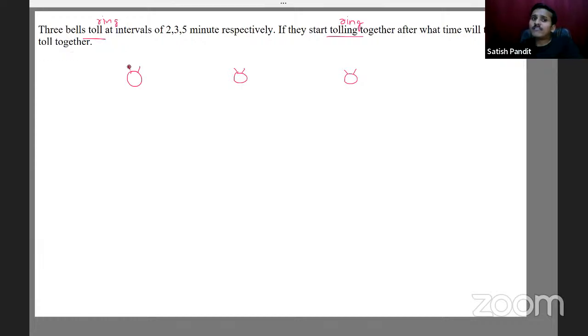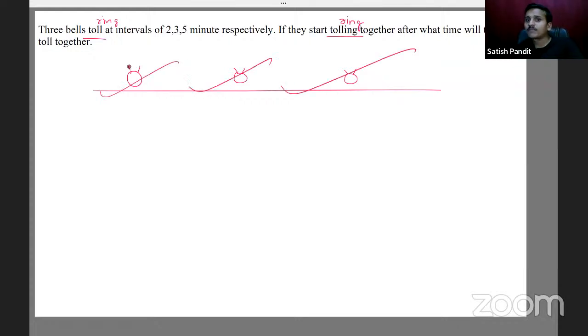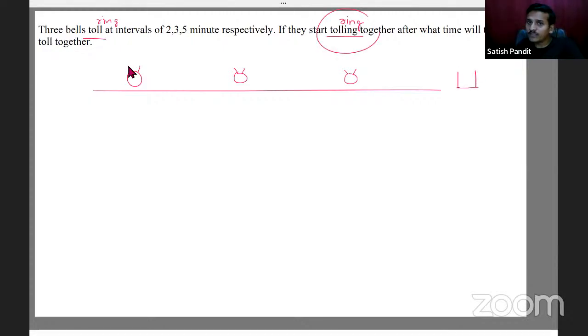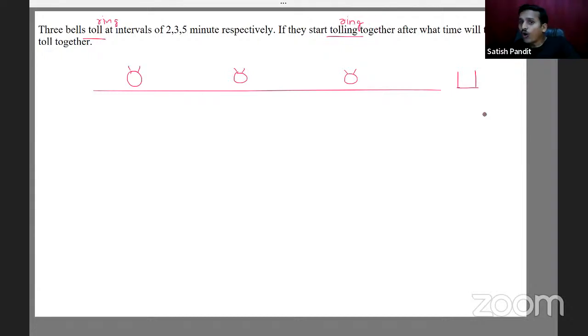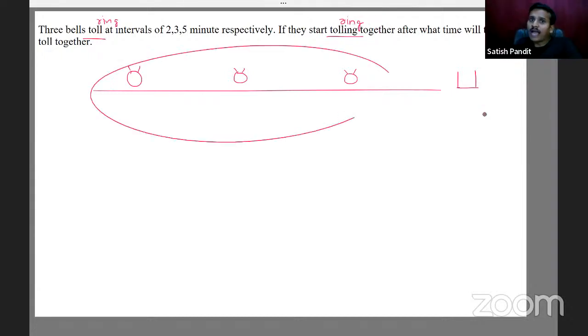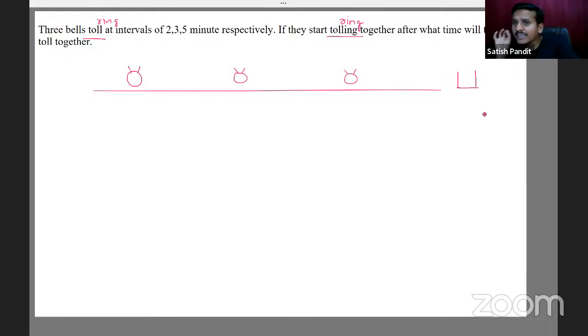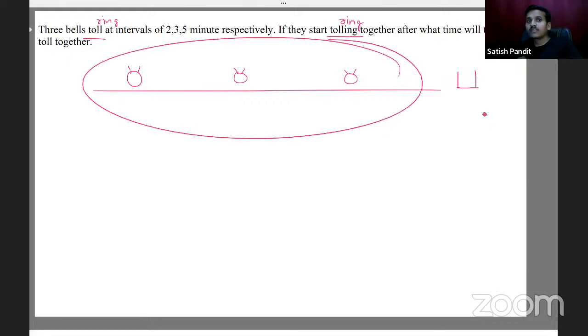See, suppose I have a switch for all of these, somewhere in my house, and I have three bells. All of them I turn on at the same time. That is the meaning of "if they start ringing together": all of them start at the same time.